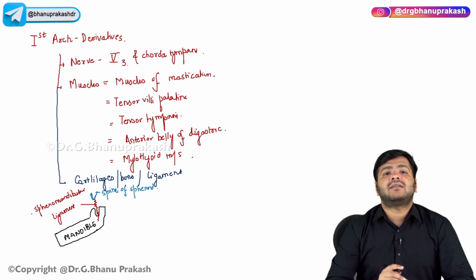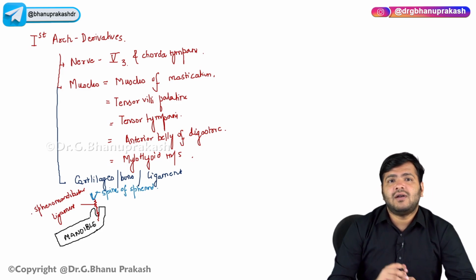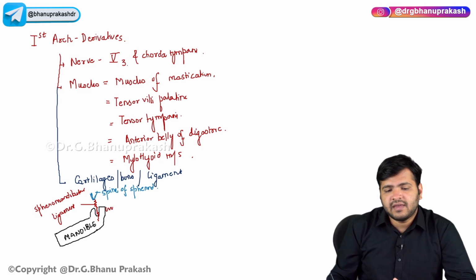We also have a ligament that is coming from the malleus. It is also called the anterior ligament of the malleus.